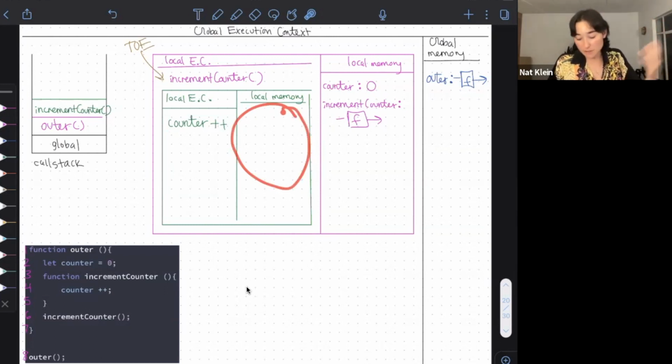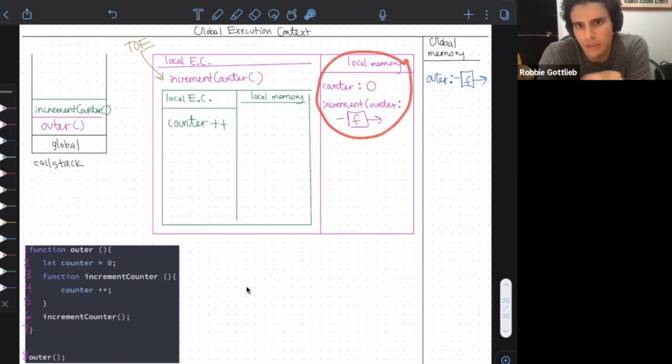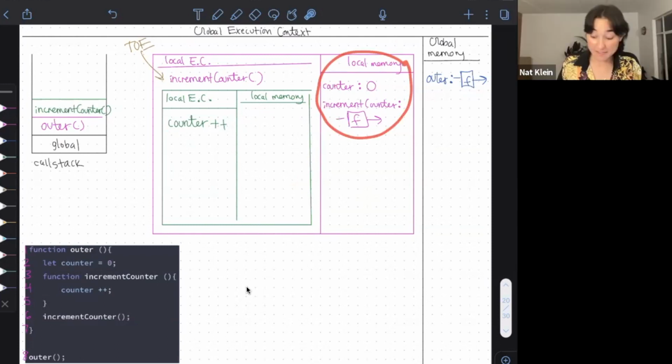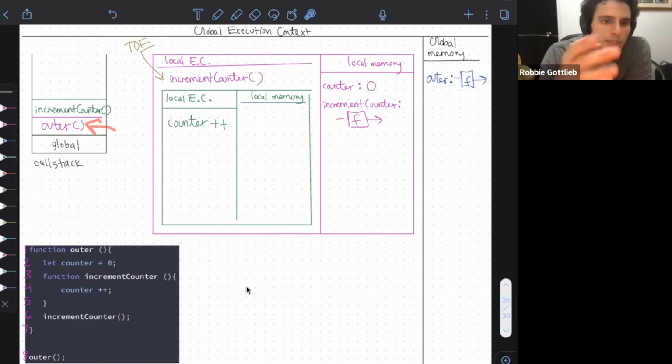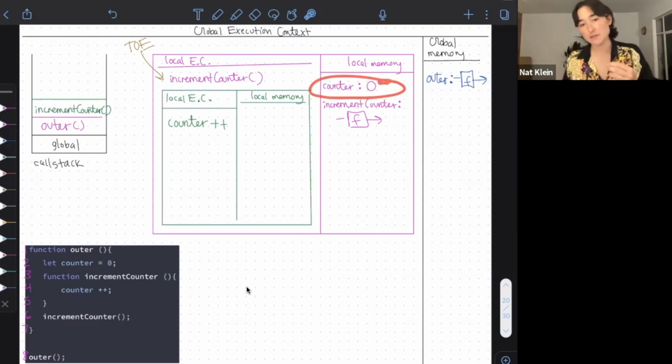And there's nothing there. Counter is not there. So where does the interpreter go next to find this value? It'll go up a level to the increment counter's local memory, and it'll see counter equal to 0. Actually, the pink one is outer's. Oh, I'm sorry, yeah, right. Exactly, it's written in pink. No worries, totally correct though. Yes, this is the place within this pink execution context, outer's execution context. Its memory is the next place it's going to look for the value.